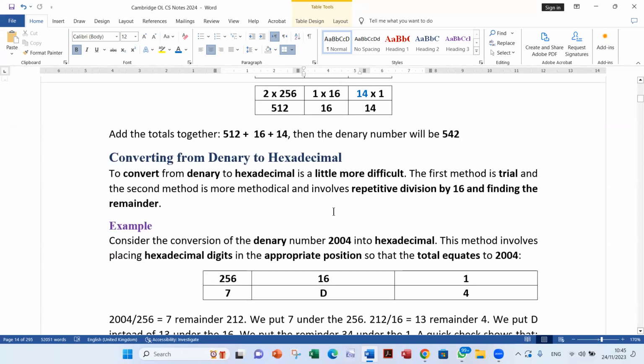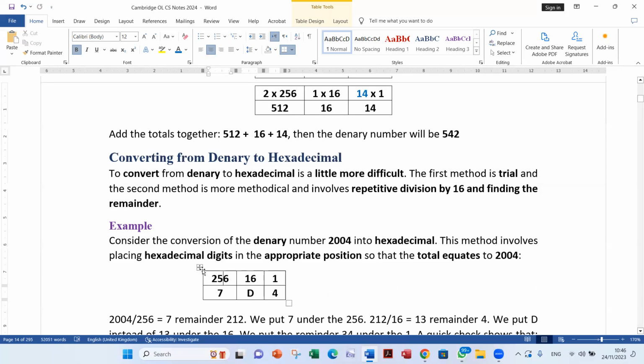To convert from denary to hexa is a little bit more difficult. There are 2 methods. The first method is trial, and the second method involves repetitive division by 16 and finding the remainder. I will always use the trial method. We try to figure out where to put values in appropriate places.